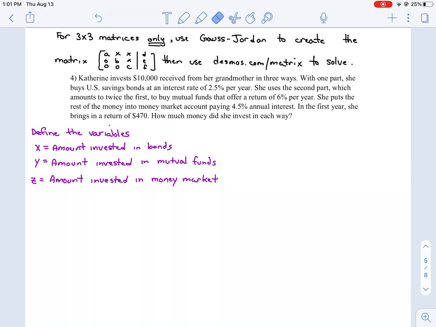Hello class, in this video we will be doing an application of the Gauss-Jordan method. Let's begin. Catherine invests $10,000 received from her grandmother in 3 ways.